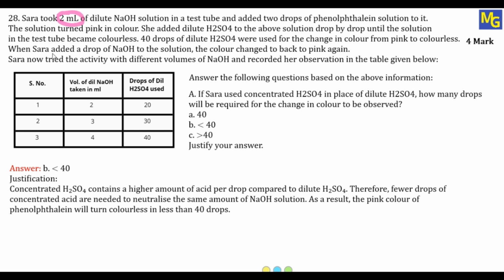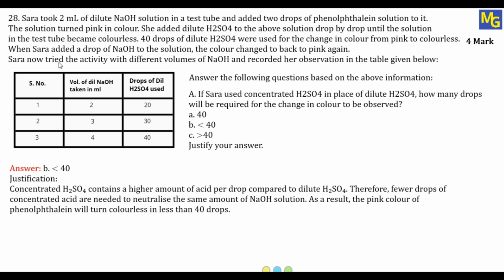Now next, when Sara added a drop of NaOH to this solution, see, it was 2 ml of NaOH, we added 40 drops of H2SO4, it got neutralized. Now it is colorless. Now Sara adds a drop of NaOH again, and now it becomes basic, and the color will again change back to pink. Sara now tried the activity with different volumes of NaOH and recorded the observations in the table given below.